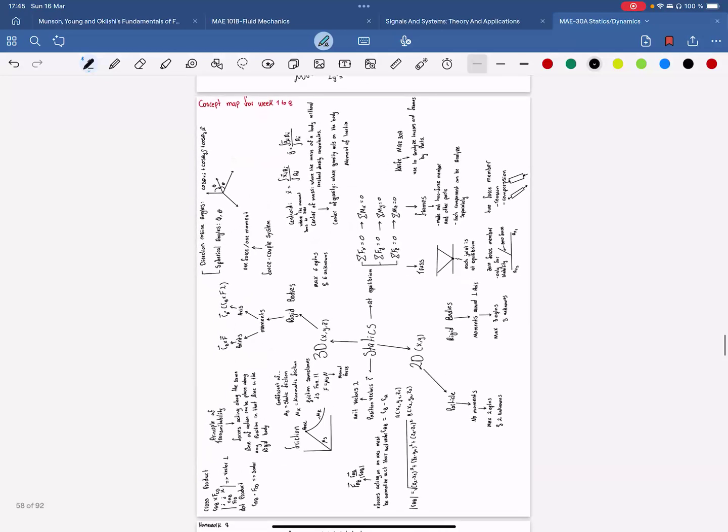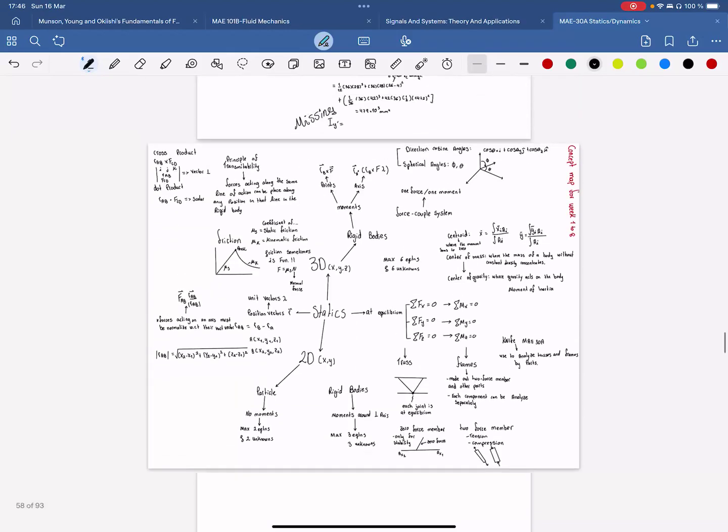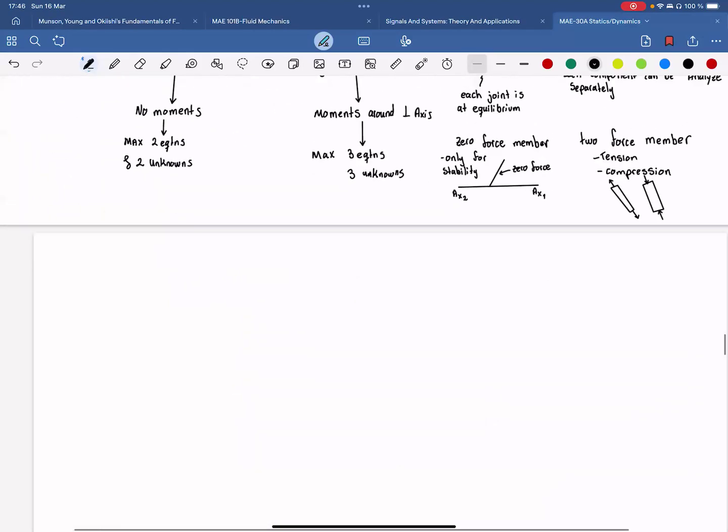So you have this, right? So for 2D... here I'm back again. My bad. So I think I was talking about 2D rigid bodies. So let's just do this real quick.